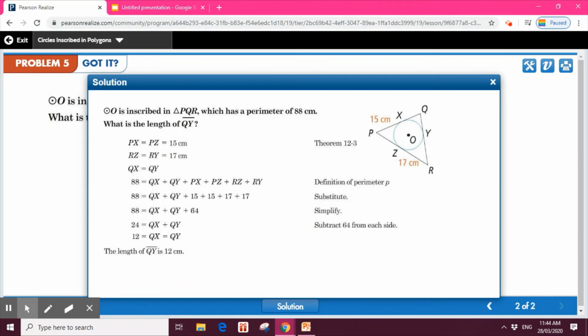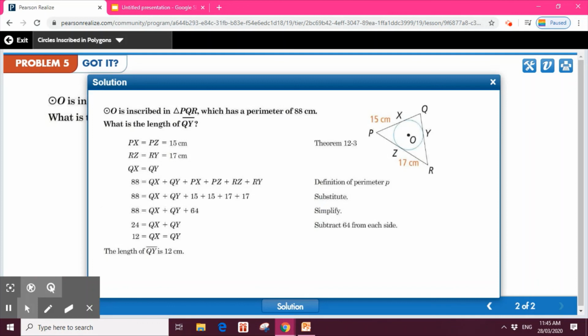88 is equal to QX plus QY plus PX plus PZ plus RZ plus RY. By the definition of perimeter, we need to add the sides. We need to substitute. So 88 is equal to QX plus QY plus 15 plus 15 plus 17 plus 17. Then simplify. So 88 is equal to QX plus QY plus 64.